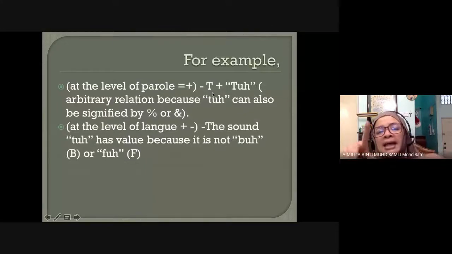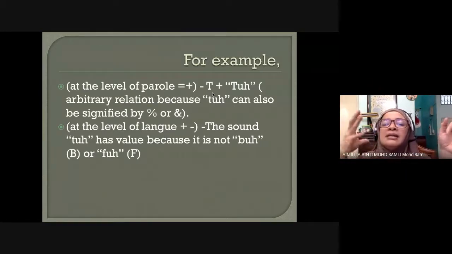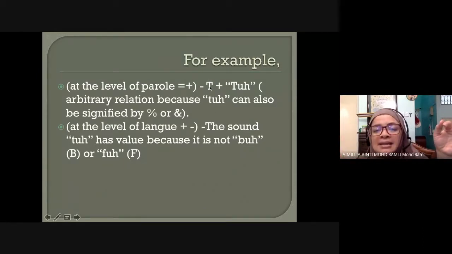Okay, the letter T has a positive relation with the sound "tuh". The sound is the signified, because when you use the letter T, it's meant to sound "tuh". It has an arbitrary relation, because the sound can also be signified by another sign. It can actually be signified by anything that you want it to signify. But society as a whole has to agree with this system.